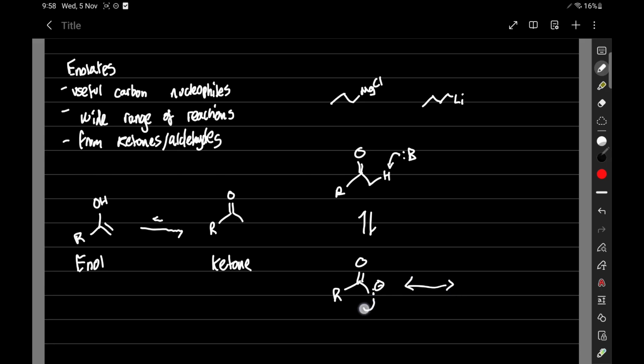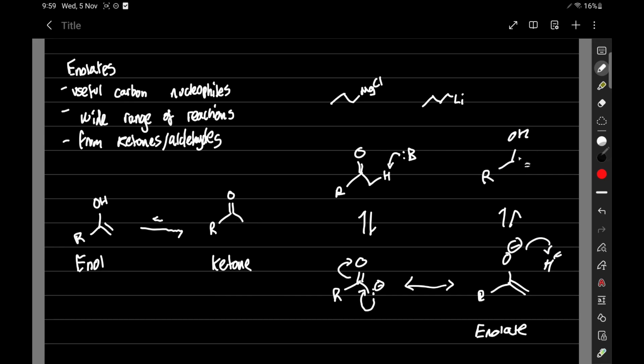where this negative charge is passed on through the pi system to the oxygen. So just like how we made our enol on the left here, this is called an enolate. And then this undergoes an equilibrium where it can gain a proton from some proton source to become our enol.